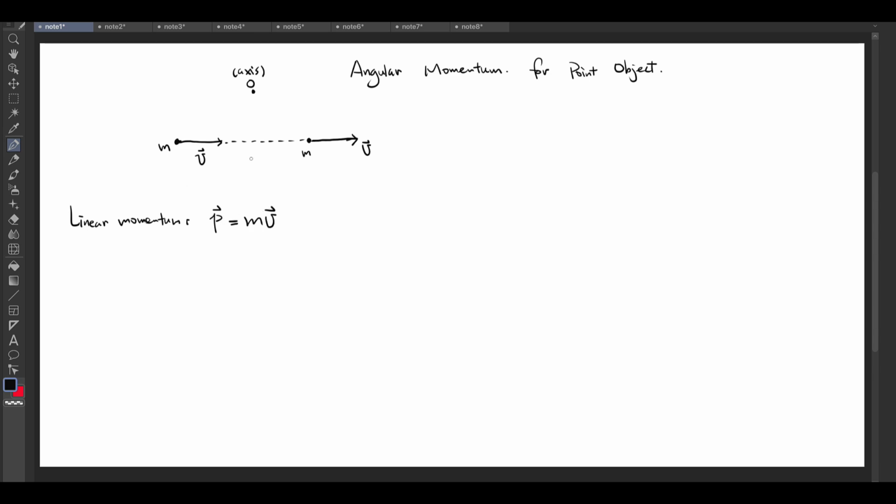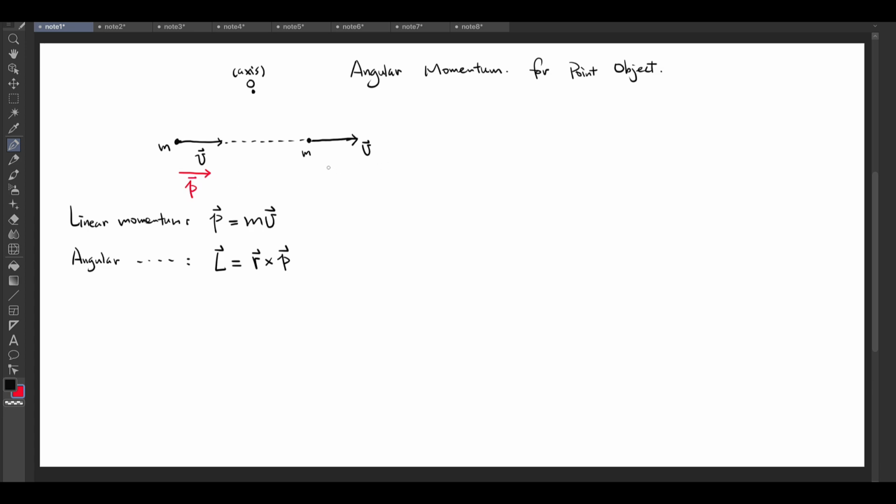And right now, how do we define angular momentum for this particle? The definition is the following. Angular momentum is given by, the symbol is L, and it's defined as R cross product P. Now if I draw this in the diagram, P is mv, so P is in the same direction as the velocity v. That's this P here.